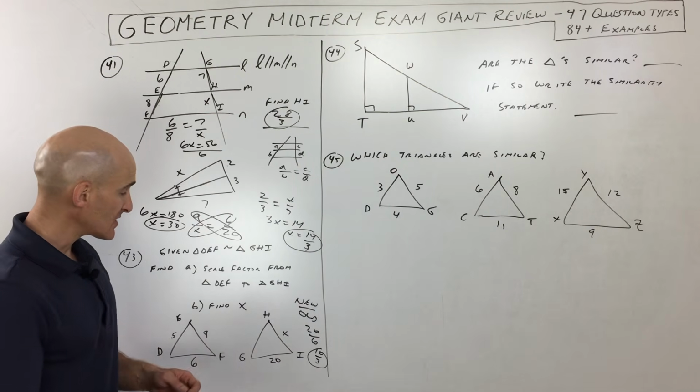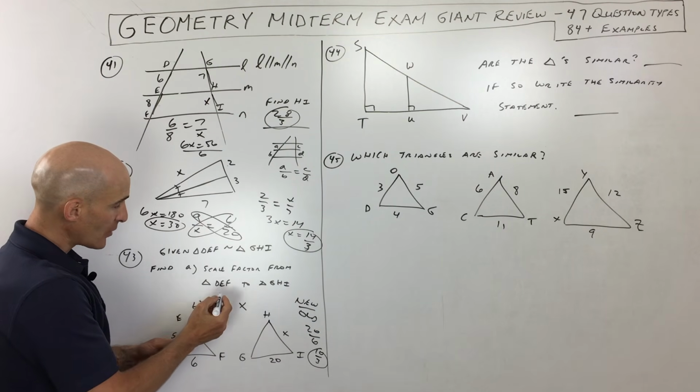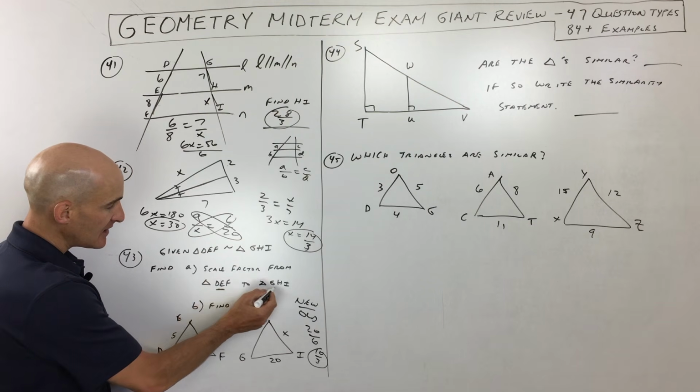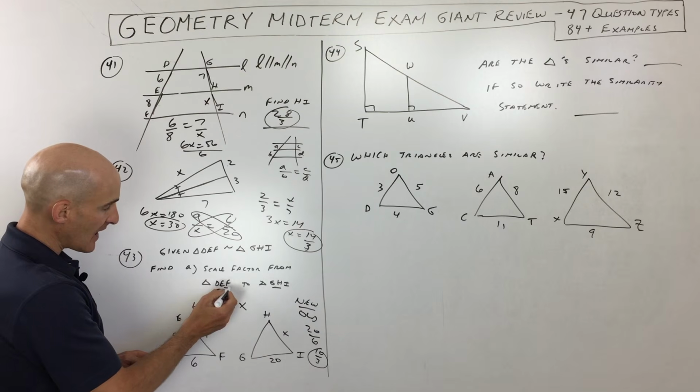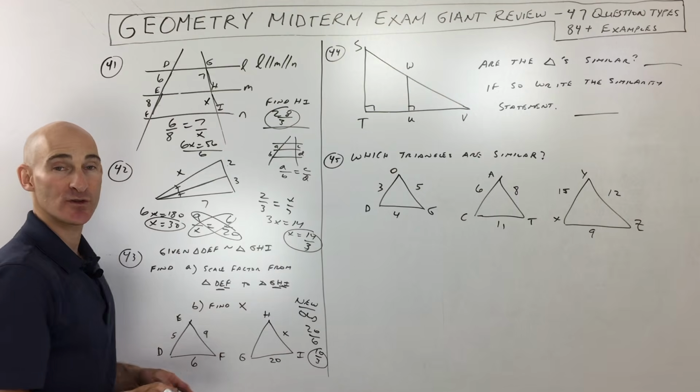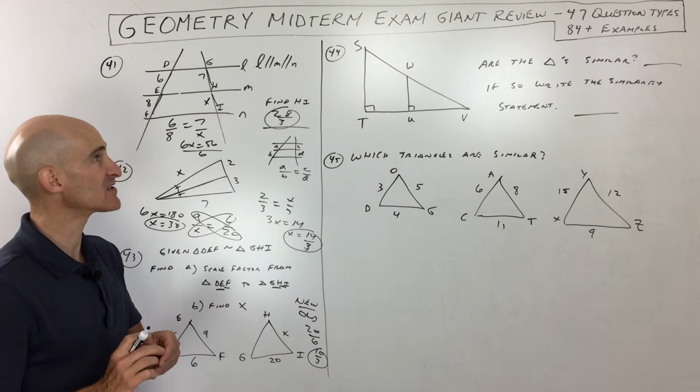So the key here is, when you're looking at a similarity, you want to make sure you're matching up corresponding sides. See how DE is to GH, and EF is to HI, and DF is to GI. So first and third match up with first and third. So that's how you can match up the corresponding sides.